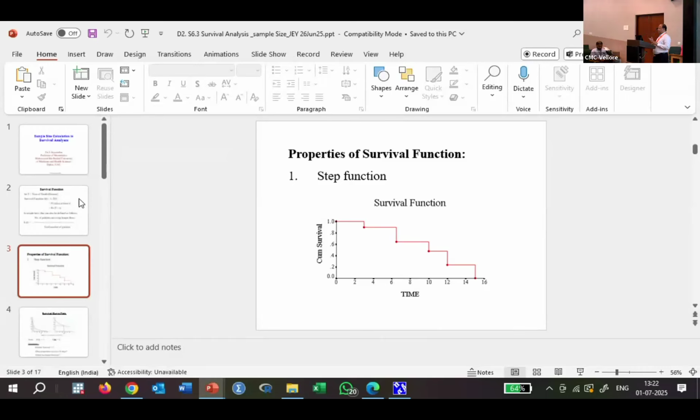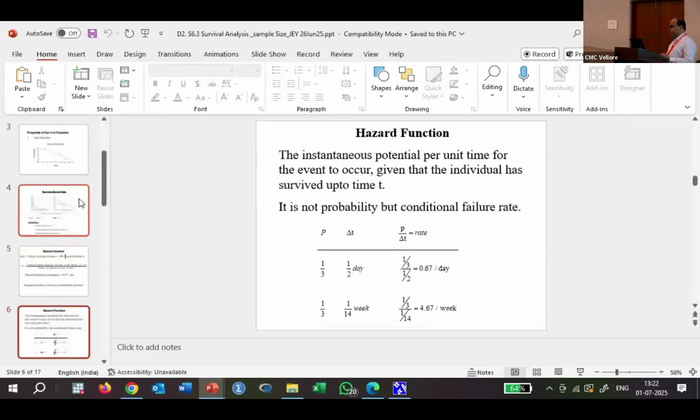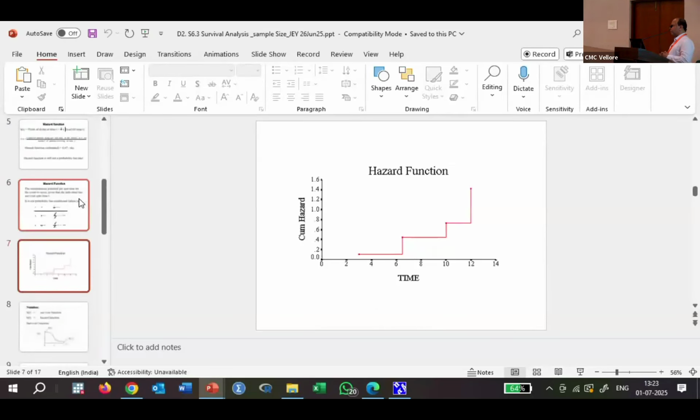The corollary to survival probability is the hazard rate. The hazard is not a probability, hazard is a rate. It doesn't fit into the range of 0 to 1. It could be 100, 200, and so on. This is the hazard function. So the opposite of survival probability is the hazard function. Please remember. We are using this concept in the sample size calculation.